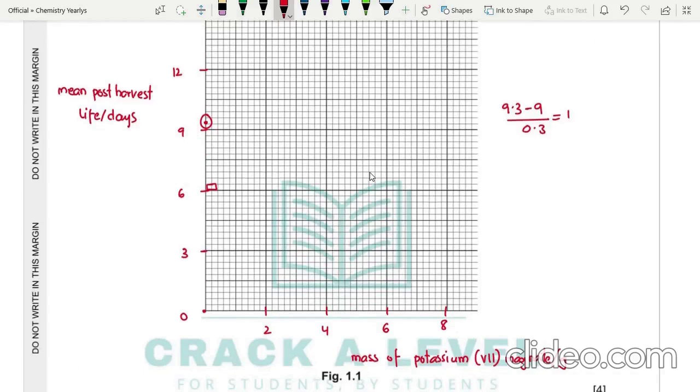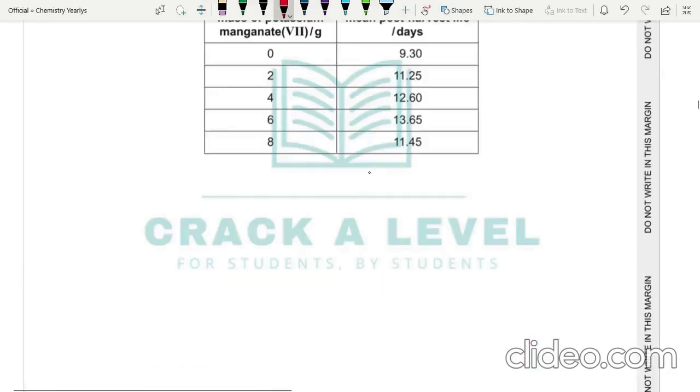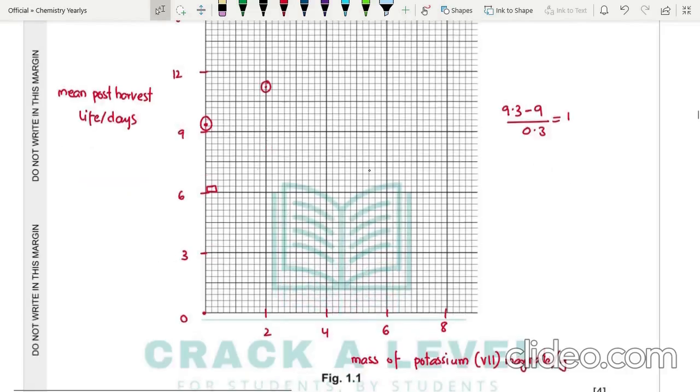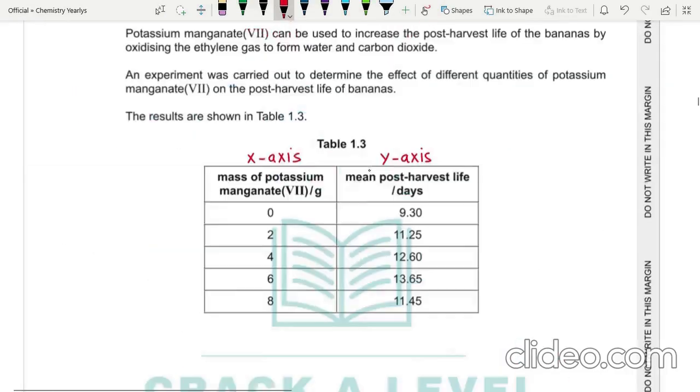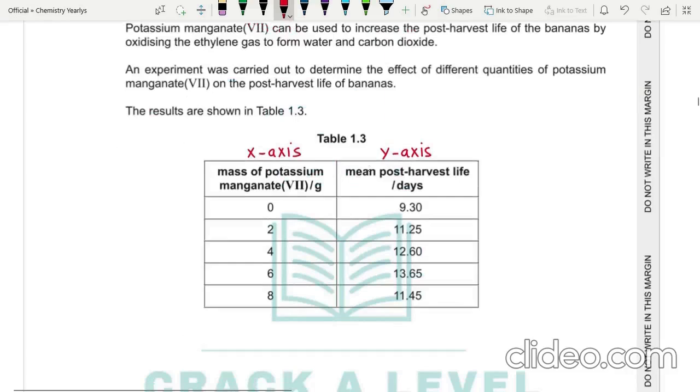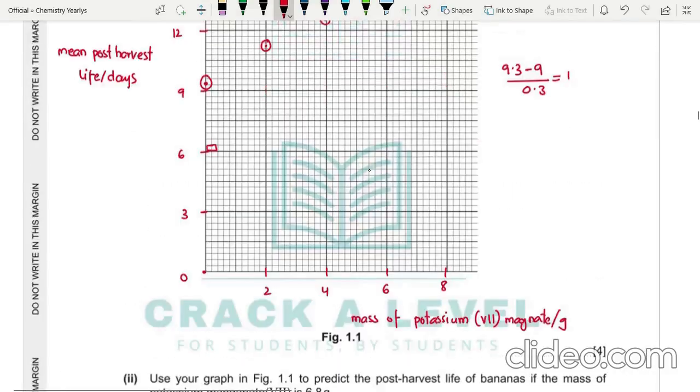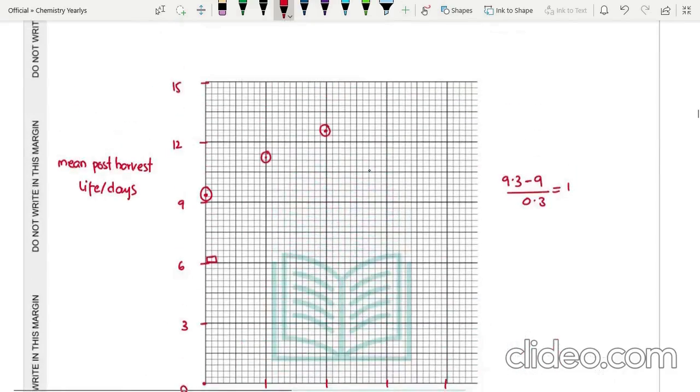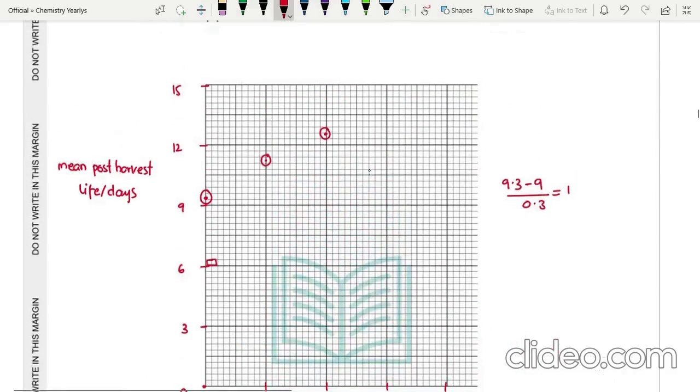11.25 minus 9 divided by 0.3 comes as 7.5 units. So 2 and 7.5, this is the plot. Now let's move to 4 and 12.6. So 12.6 will be actually 2 units above from 12, so it will be this point. Then above the sixth is 6, 13.65. So 6 and 13.65, 13.65 minus 12 divided by 0.3 comes as 5.5.